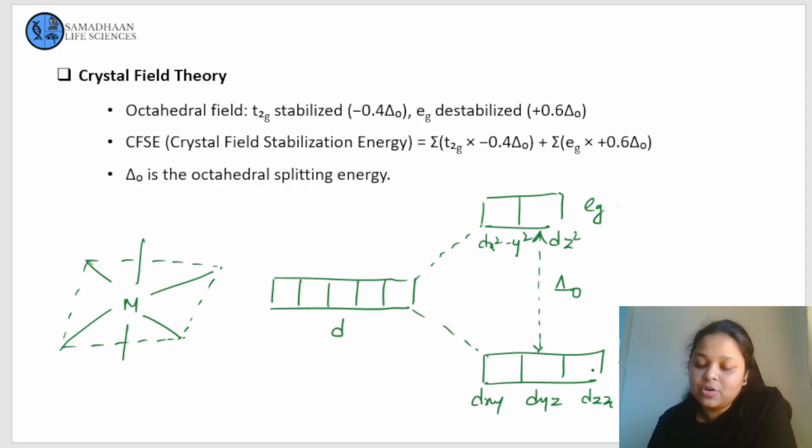Now, each electron in the T2g orbital has energy minus 0.4 delta O, and each electron in Eg has energy plus 0.6 delta O. So if I want to calculate the total crystal field stabilization energy in any complex, we have to consider all the electrons situated in T2g and Eg, plus we also have to consider the pairing energy if there is any paired up electron.